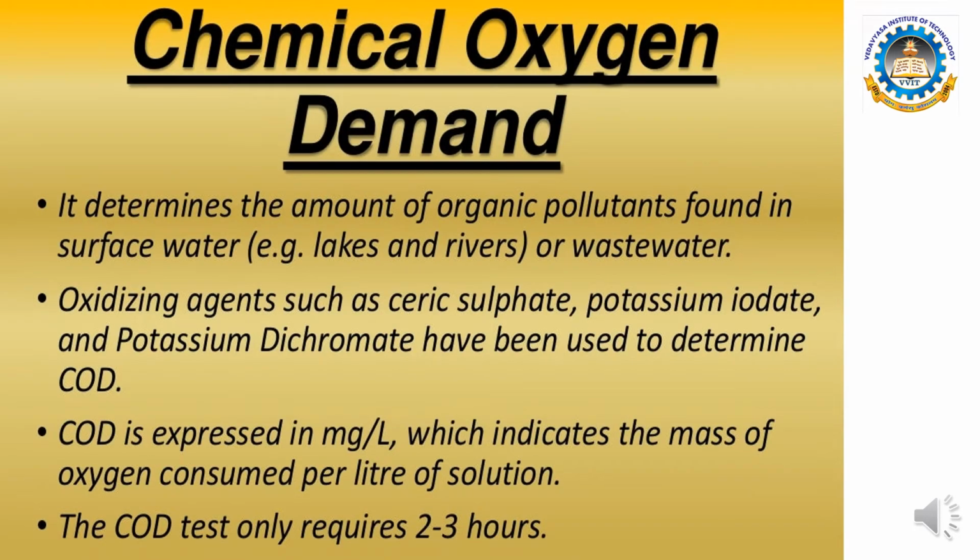In the same way, another term which we use to measure the pollution is chemical oxygen demand. It determines the amount of organic pollutants found in surface water, that is lakes and rivers, or wastewater. Oxidizing agents such as ferric sulfate, potassium iodide and potassium dichromate are used to determine the COD. COD is usually expressed in milligrams per liter, which indicates the mass of oxygen consumed per liter of solution. The COD test requires only 2 to 3 hours, whereas BOD will take about 5 days.